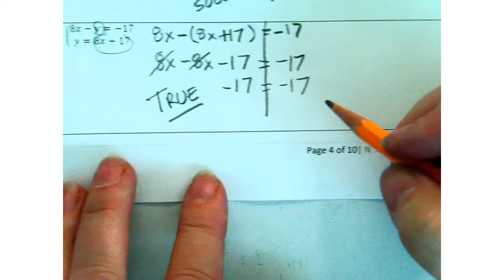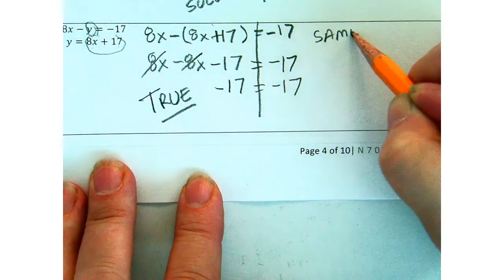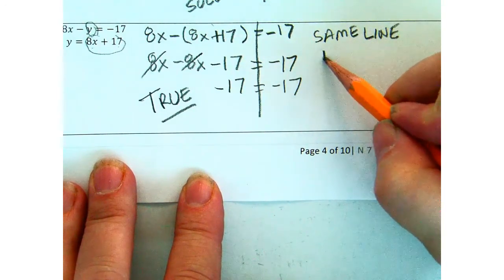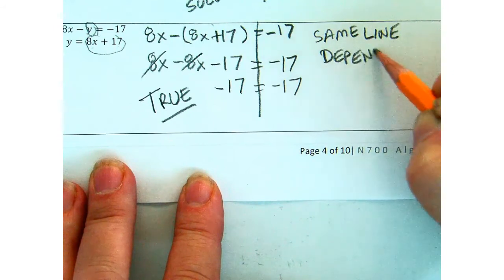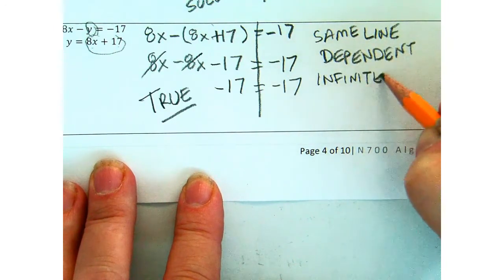This means we have infinite solutions. These statements represent the same line. It is a dependent system, and there are infinite solutions.